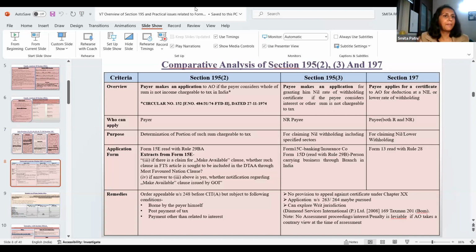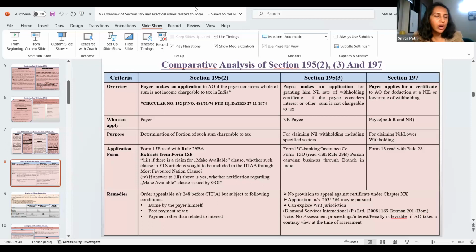In 195(3), the payee makes an application for granting a nil rate of withholding tax. In 195(3), it is only a non-resident payee who would go. It is for a specified class of people. So it is for the banking industry or the insurance company, where Form 15C would be filed, or for a foreign company having a branch in India, where Form 15D would be filed. So 195(3) is only for nil withholding. When these specified classes of people want nil withholding, they go to section 195(3), the payee making an application for granting nil withholding.